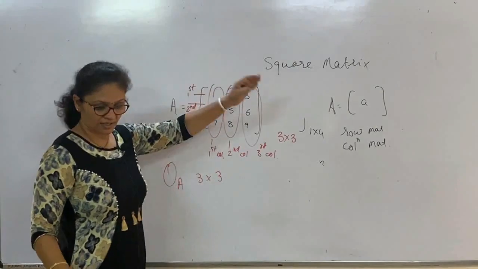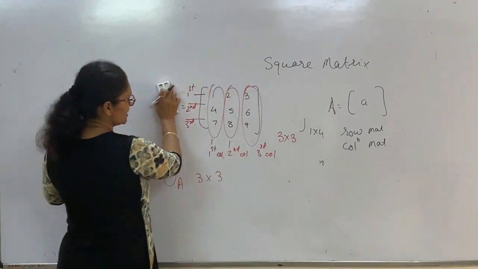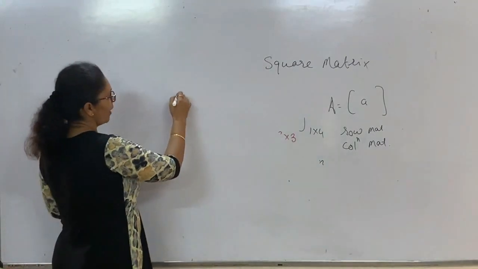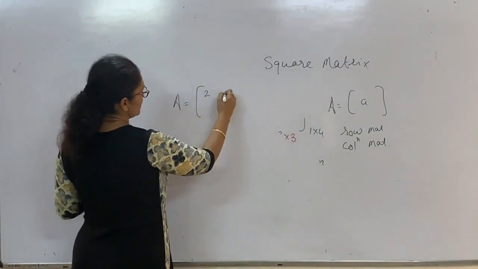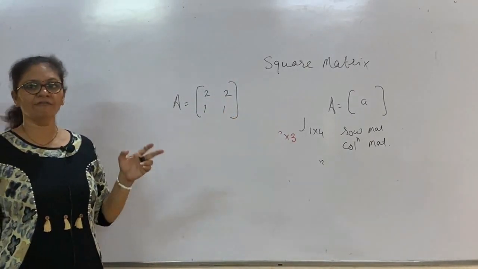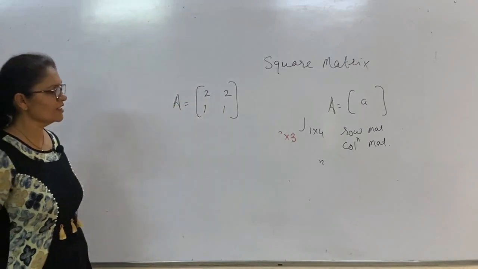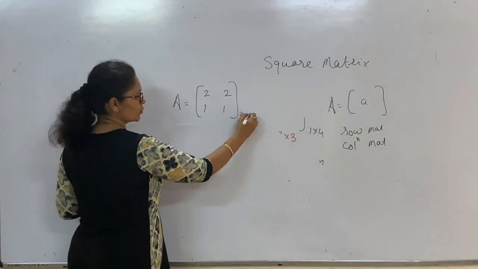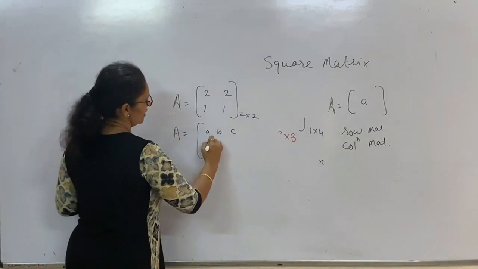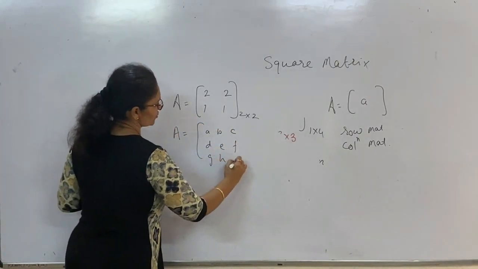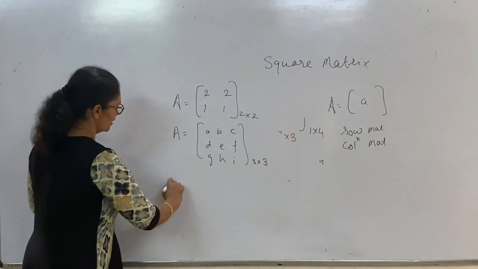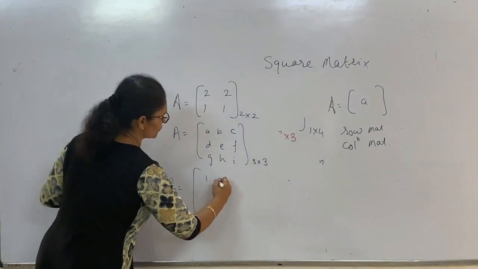Now it is not necessary that only 3 by 3 is a square matrix. A 2 by 2 square matrix you can also write, and 4 by 4 also, but square means the number of rows and the number of columns are the same. This is a 2 by 2 square matrix. Now we take one example: A, B, C, D, E, F and G, H, I. This is a 3 by 3 square matrix. Similarly, you can write 4 by 4 also.